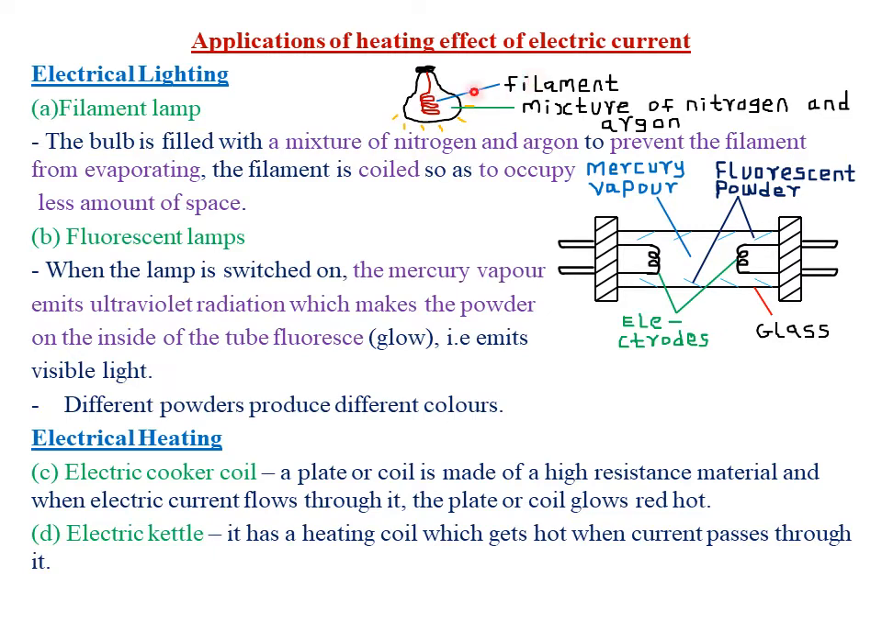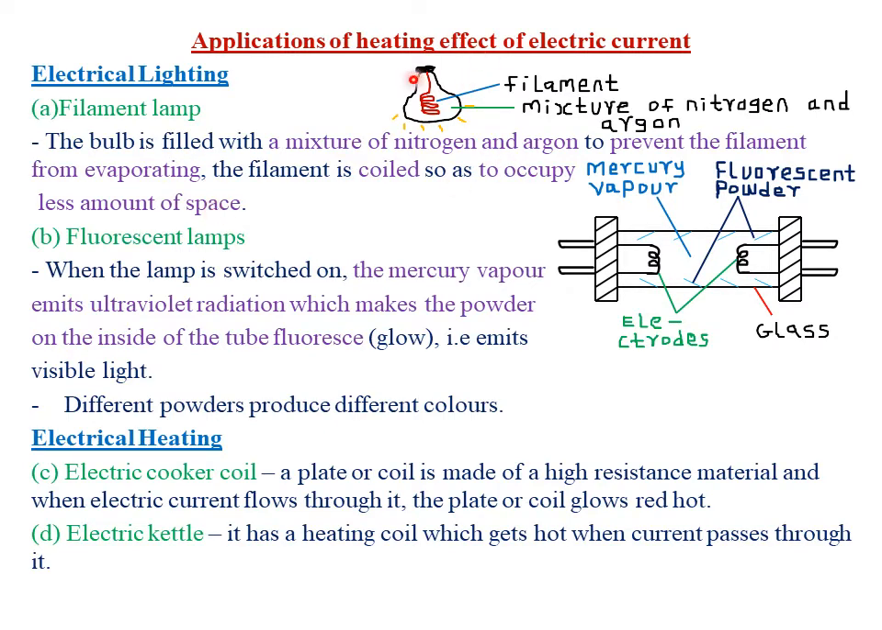So it usually has the filament, which is usually coiled. Then in between that particular bulb, we usually have a mixture of nitrogen and argon. So the bulb is usually filled with a mixture of nitrogen and argon. The function of the mixture of nitrogen and argon is simply to prevent the filament from evaporating when the current flows through it. Then the filament is usually coiled so as to occupy less amount of space.